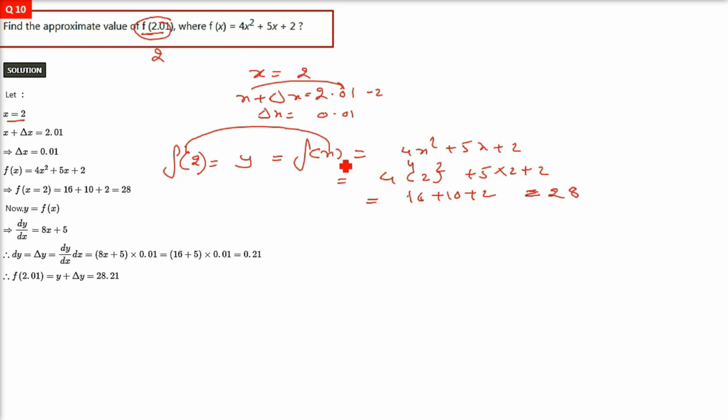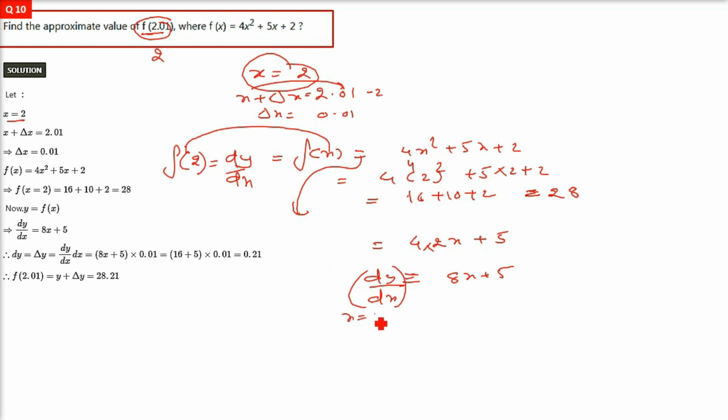Then we have to differentiate this. So let us differentiate. We have dy by dx. So this will be 4x² gives 8x, and then plus 5, and the 2 will be 0. So dy by dx is 8x + 5. And dy by dx, we always find the value at the assumed value of x. x is 2. So 8 into 2 plus 5, it is 16 plus 5, and that is 21.